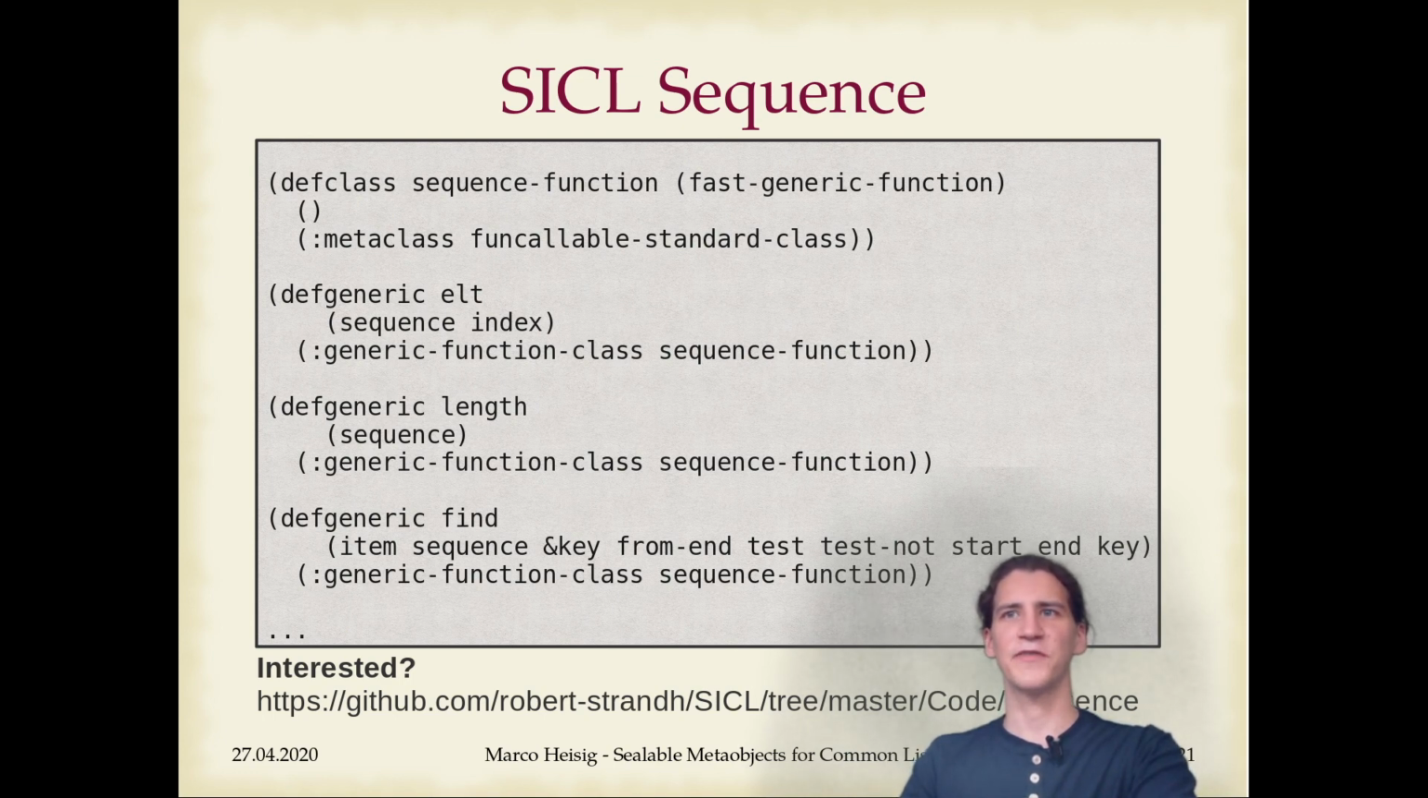We say a sequence function is a fast generic function with the appropriate metaclass because we intend to call it. And then we can say the function alt is just a sequence function, the function length is a sequence function, and the function find is a sequence function.